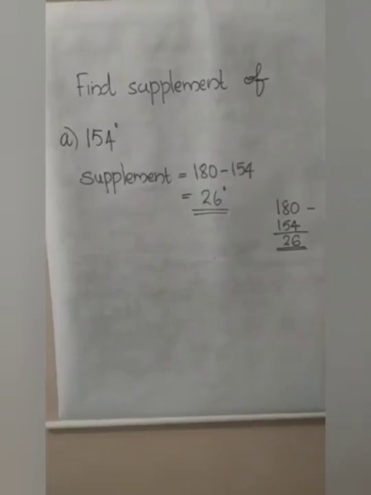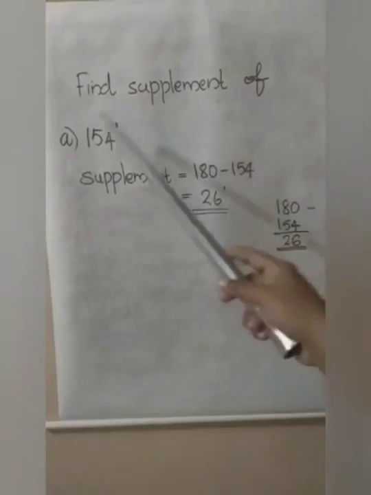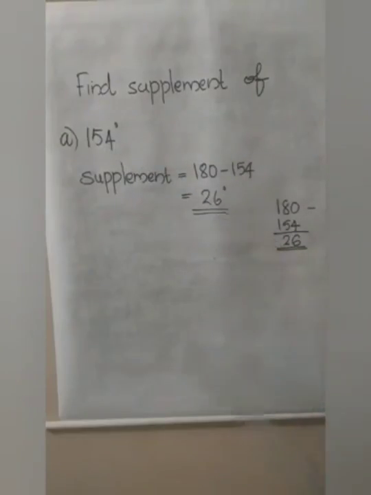Now we can solve some questions. Find the supplement of 154 degrees. How will you find the supplement of 154 degrees? We know what supplementary angles are: their sum should be 180 degrees. We know one angle's measure. So in order to find the measure of the other angle, we need to subtract from 180 degrees. So we find the supplement by subtracting from 180 degrees. 180 minus 154 is 26 degrees. So the supplement of 154 degrees is 26 degrees.